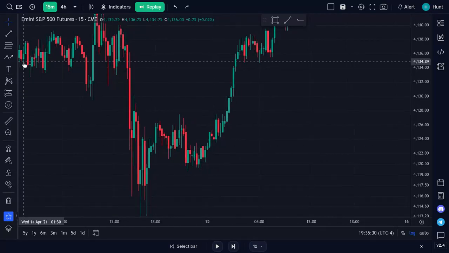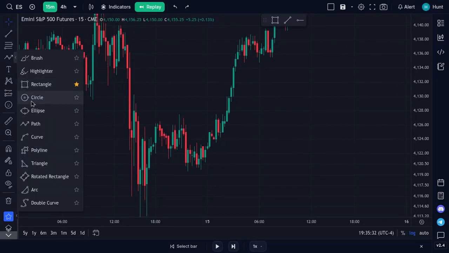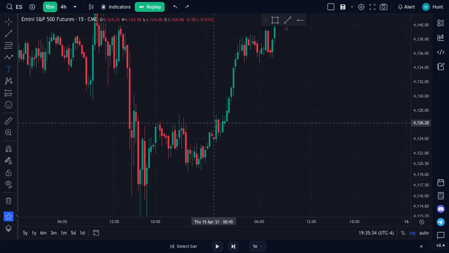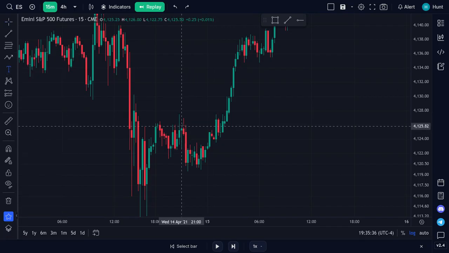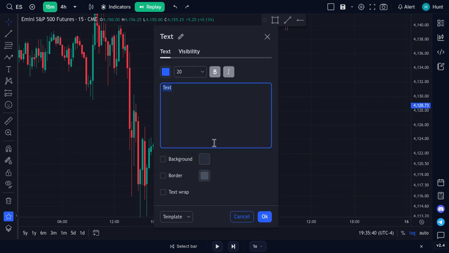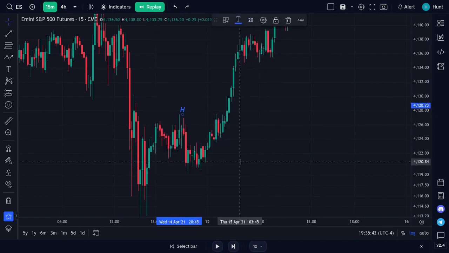So we're going to start off again. We're going to start off with our highs. Remember, we see here we have a high because price goes up, pivots down, right? So we have a high, okay?